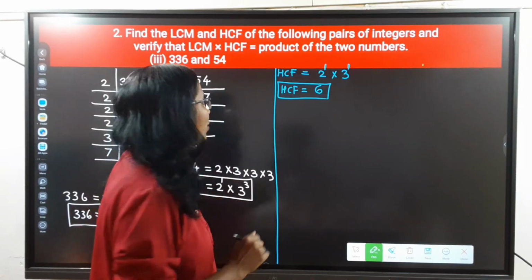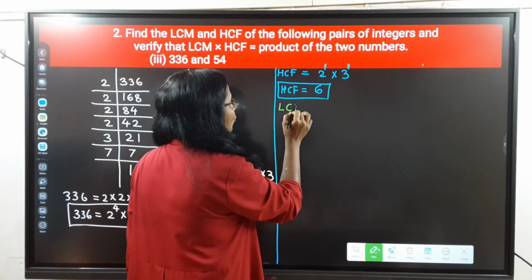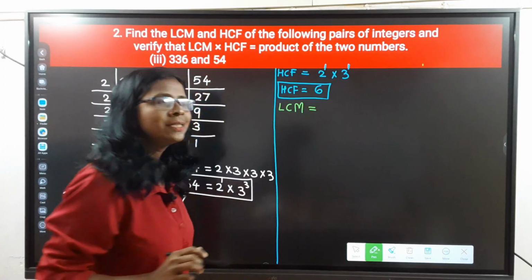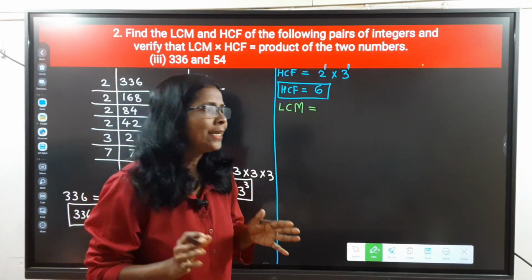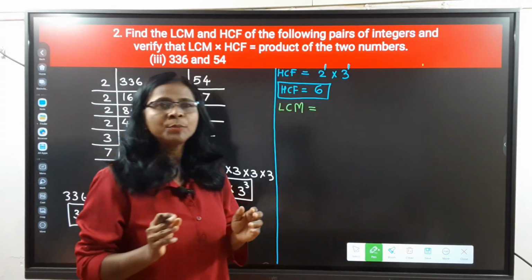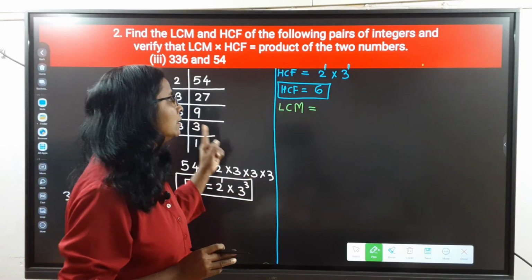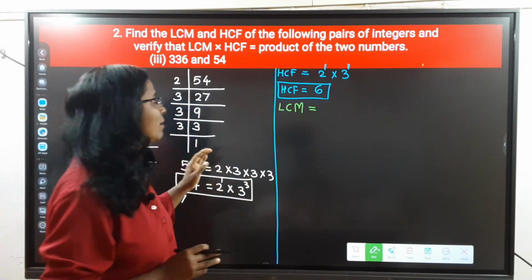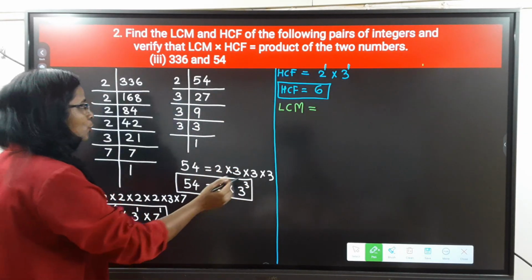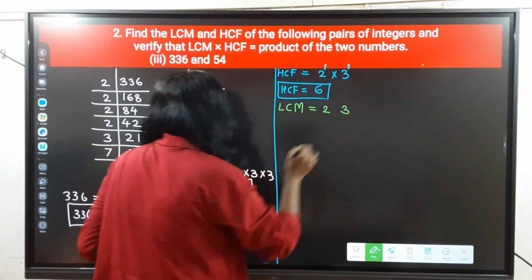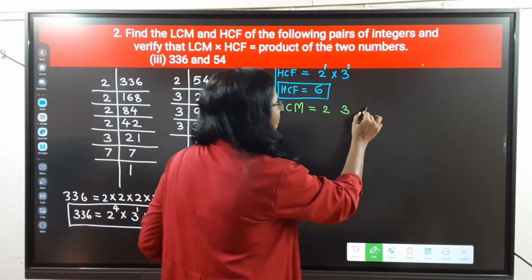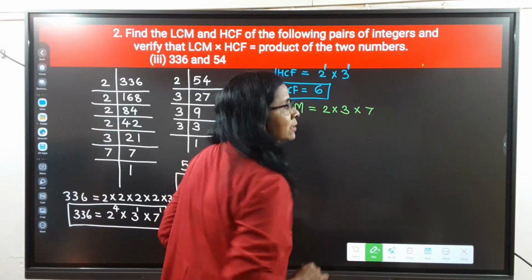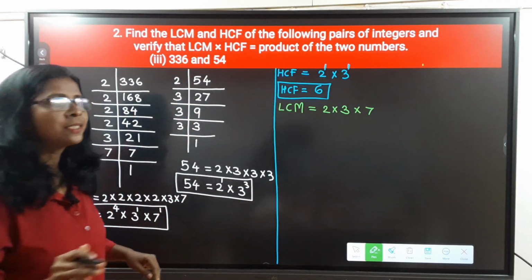Now students, let us calculate the LCM. So the LCM formula is the product of the greatest power of each prime factor involved in the numbers. Okay, so here the involved prime factors are 2, 3 and 7. Okay, now here the product of these factors with the greatest power.